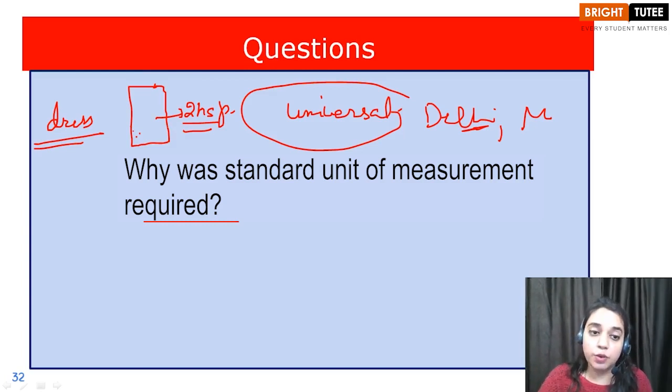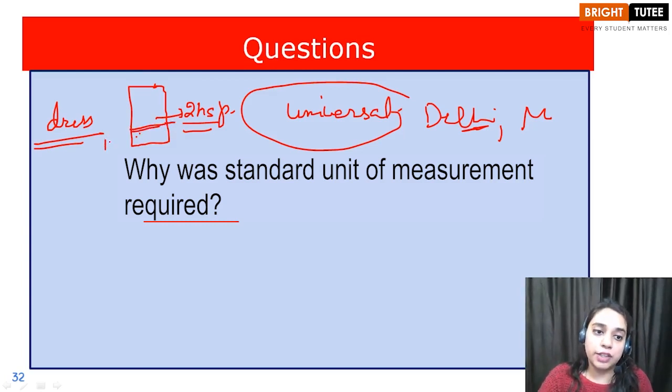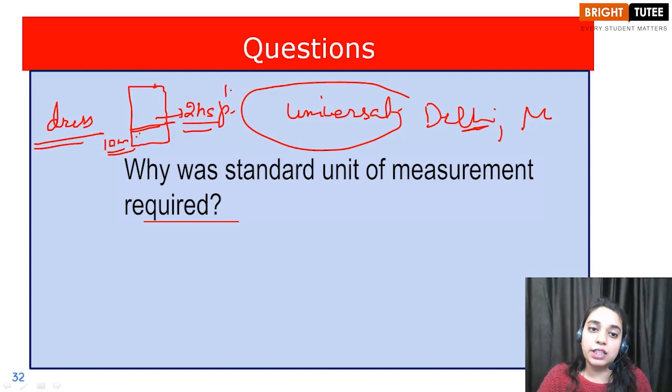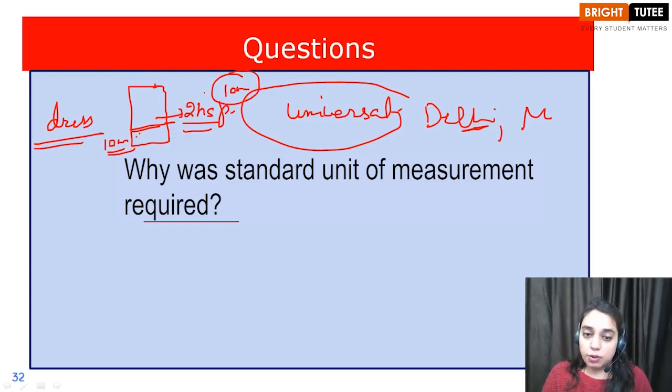Say now if you have a standard measurement and you ask your tailor to cut 10 centimeters, then he will cut 10 centimeters. So 10 centimeters is the same for you as well as for the tailor. So to avoid such confusions, we need a standard unit of measurement. Okay children, so let us now move ahead.